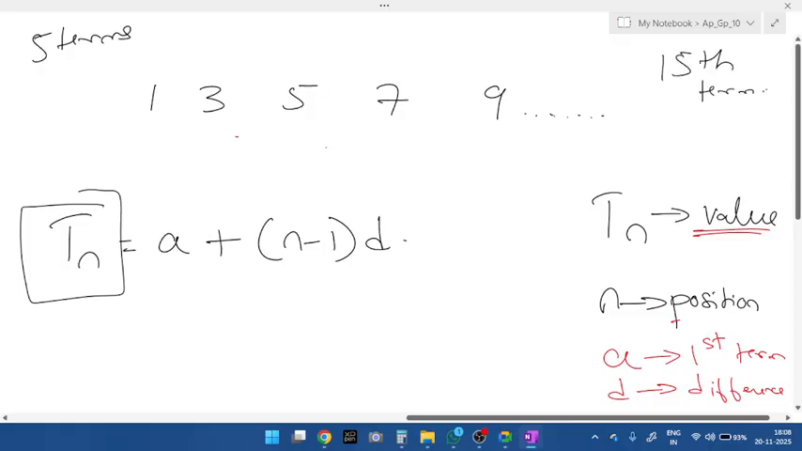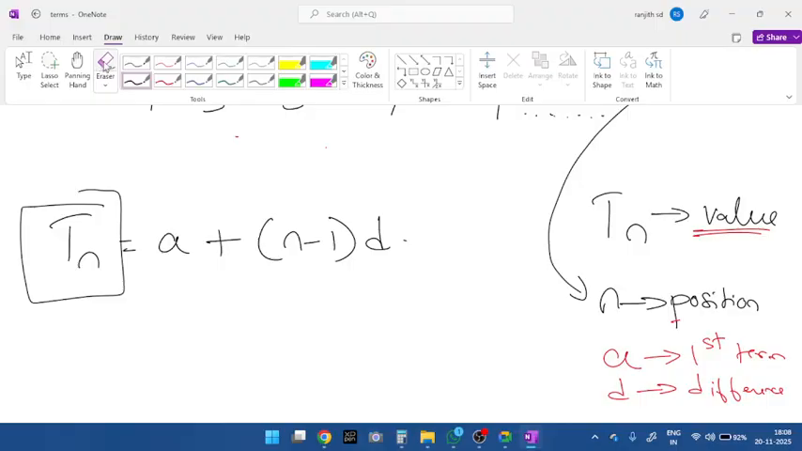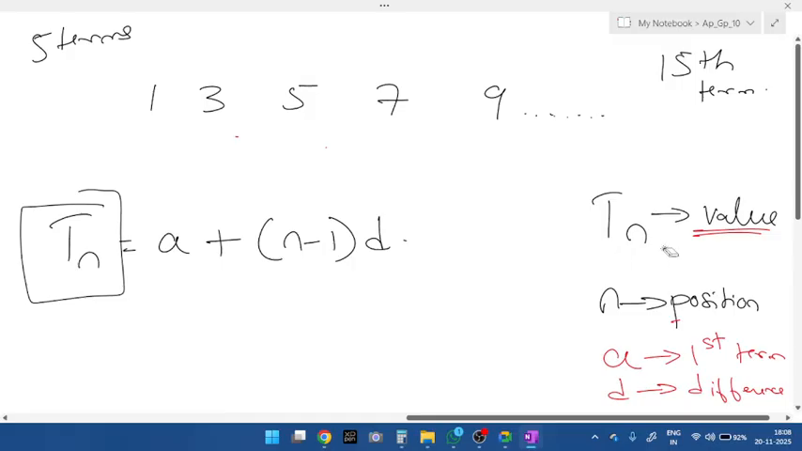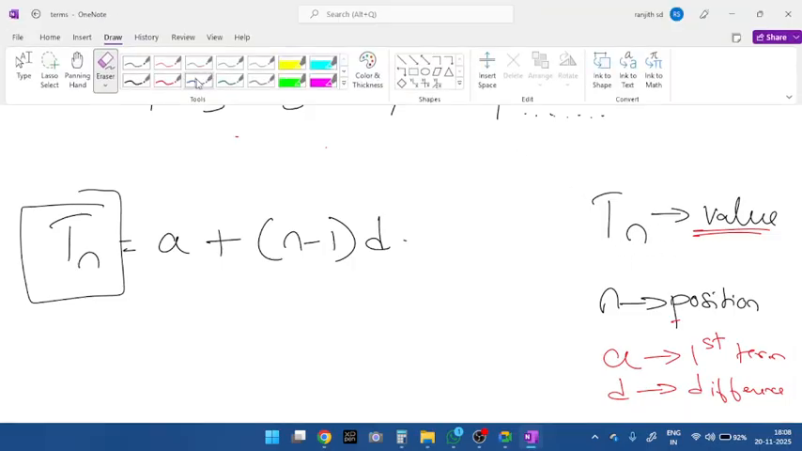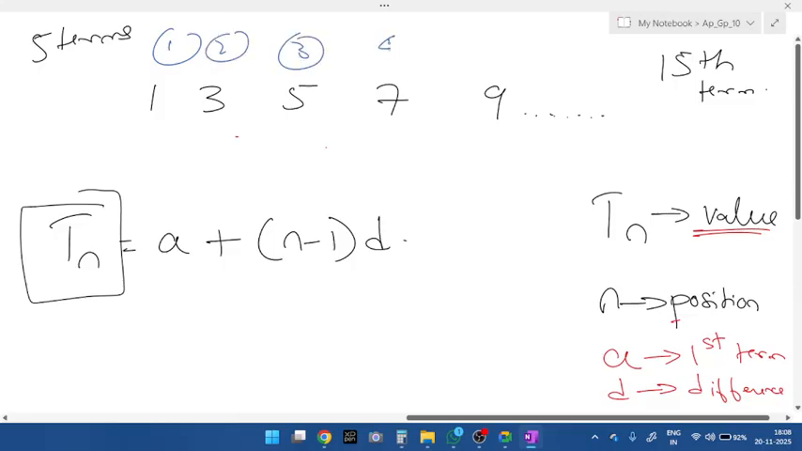15th term for this. First thing, T of n, students. What is the 15th term? I'm asking you all to find the value or position. Everything is term now. The 15th term is not position. Whichever number is there in the 15th position, I'm asking you to find, that is value. We need to find the value, okay? First, second, third, fourth, fifth. Here, the fifth term, students. What's the value of the fifth term? Naomi, what's the value? 9.